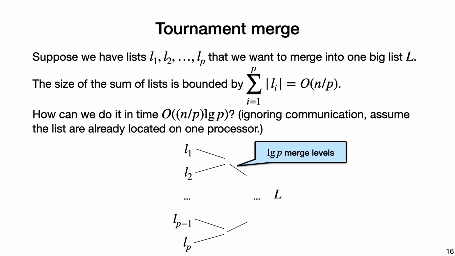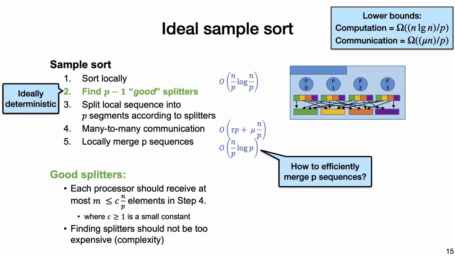So you have n over p elements total, and there are p lists. It takes n over p times log p. It's just computation time. It's assuming that all the lists are already on one processor, which we can assume because this step was after the many-to-many exchange. So that's just how we got this runtime, n over p log p.